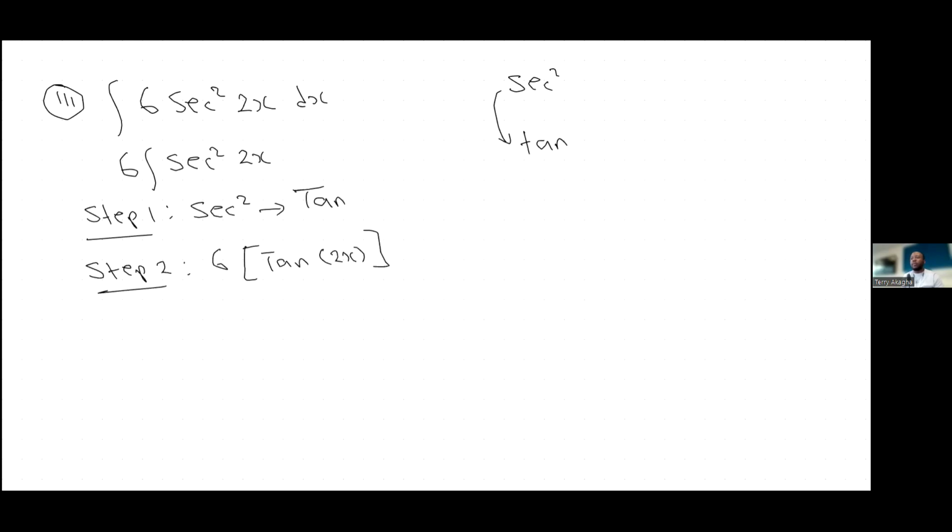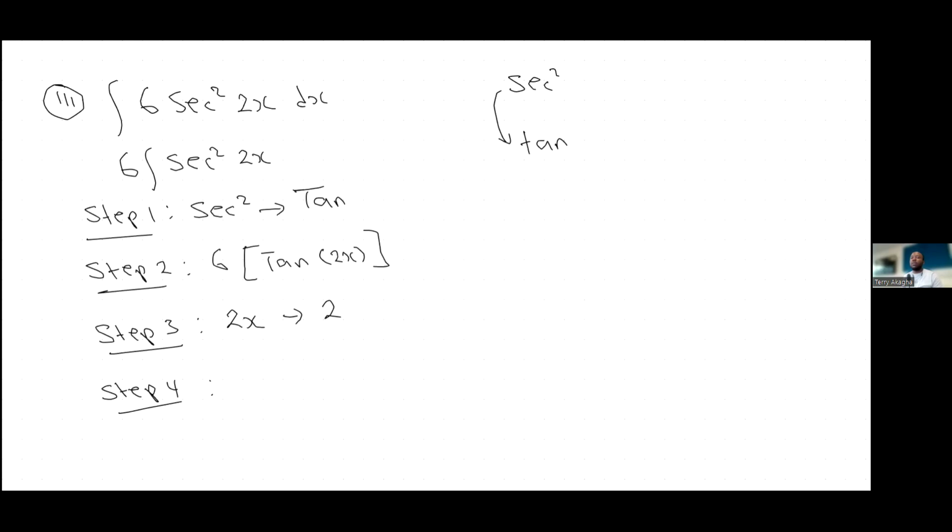Now step 3, we now differentiate what is in the bracket, 2x. When you differentiate 2x, it's going to give us 2. Now step 4, we now divide step 2 by step 3.